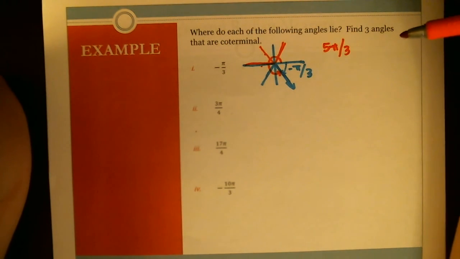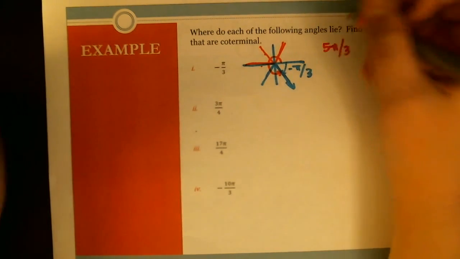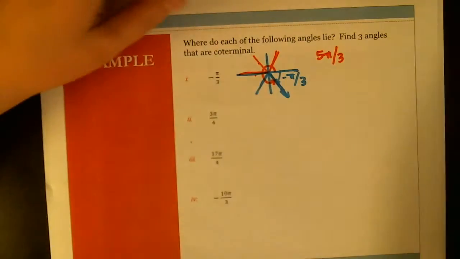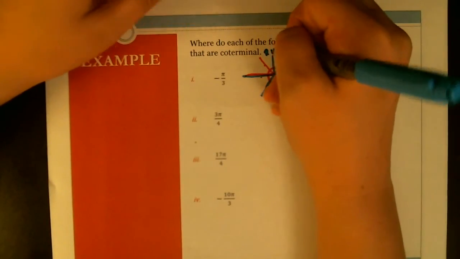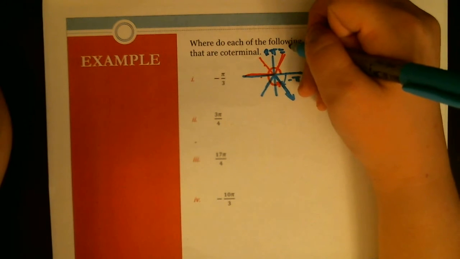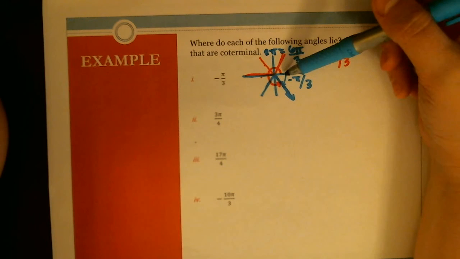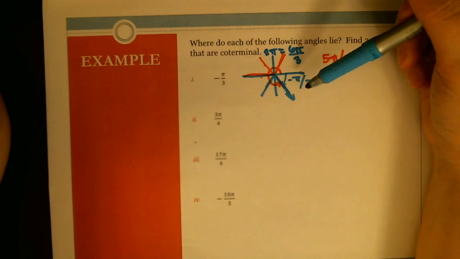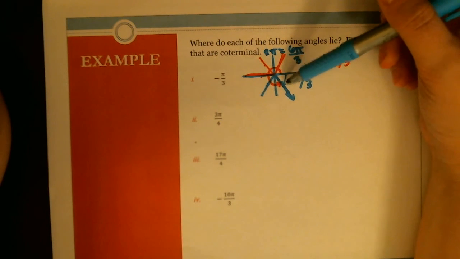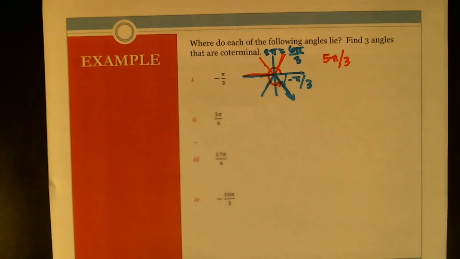initial side and terminal side. Another really good way to think about this is all the way around is 2 pi. But we want to count in pi over 3s, so recognizing that that's 6 pi over 3s can be really helpful. If you go 6 pi over 3s, you've gone all the way around, which means if we want to take away a single pi over 3, we'll be left with 5 pi over 3s. That's a great way to think about it.